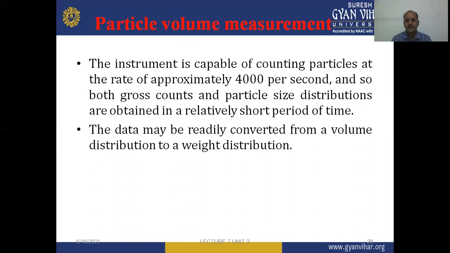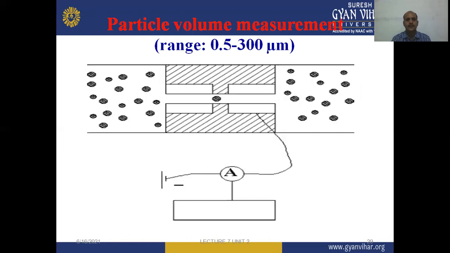So this is again a simplified diagram where you can see the particle passing through the orifice, and there is a generation of electrical resistance. This electrical resistance is directly proportional to the particle size. So by measuring this electrical resistance with the help of the Coulter counter apparatus, we can easily determine the particle size.